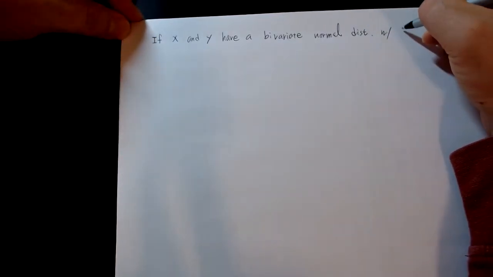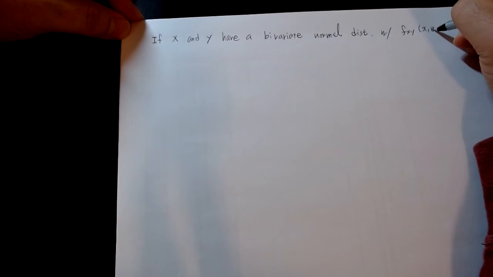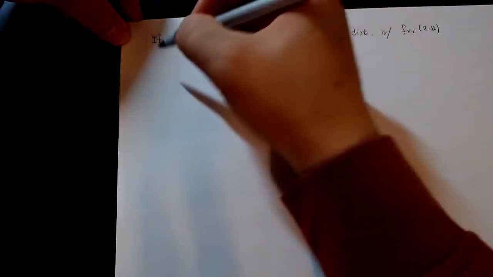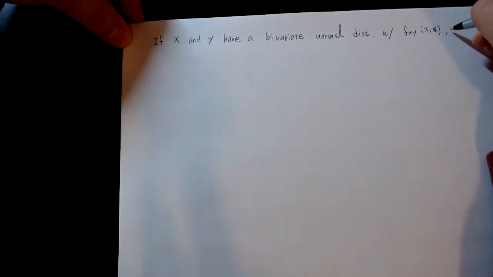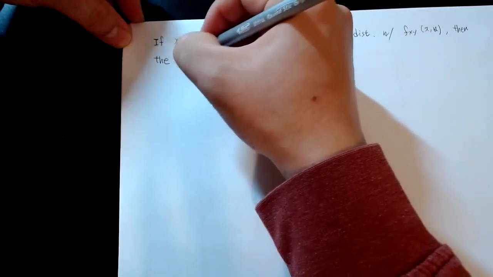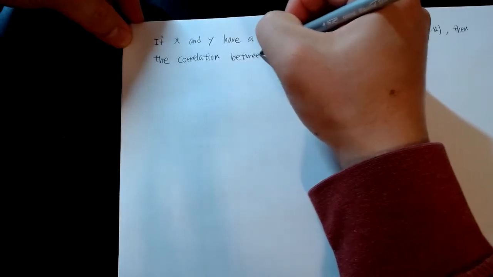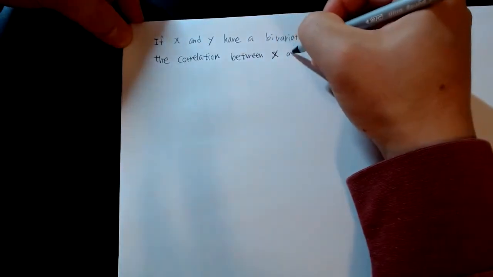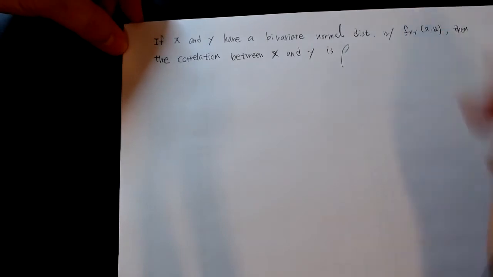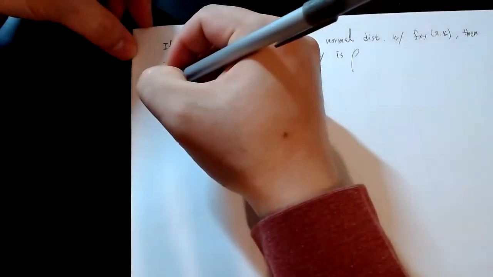Okay, so let's say f_XY(x, y), and the correlation between X and Y is rho. Now I'm going to prove this.